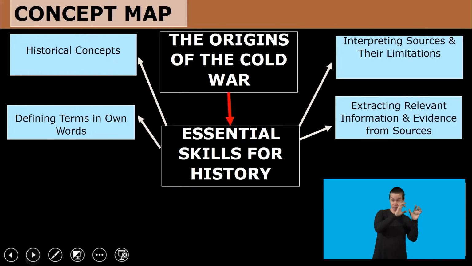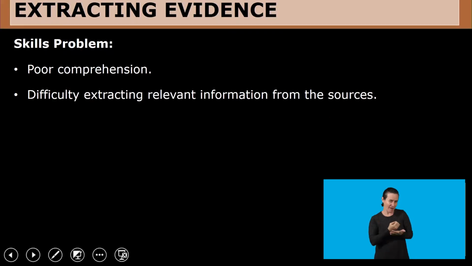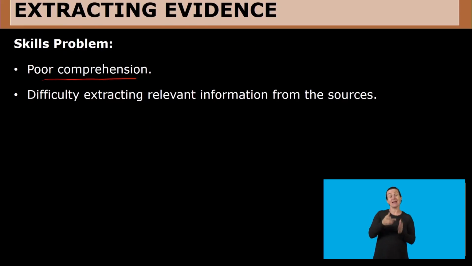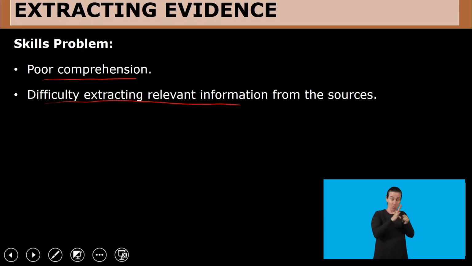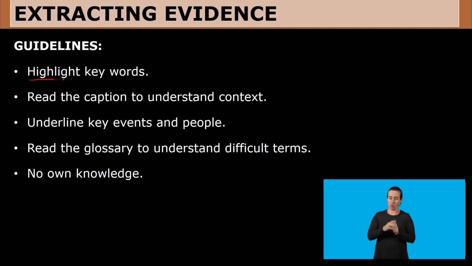Now let's look at another skill that is very important when answering questions. That is extracting relevant information and evidence from the sources. Now the problem here is comprehension of sources and difficulty in extracting relevant information from the sources. Now these are the guidelines on how to extract relevant information. You have to highlight the keywords. That's very important. Read the caption to understand the context.